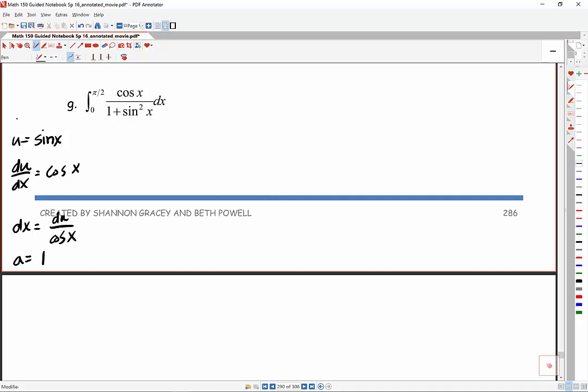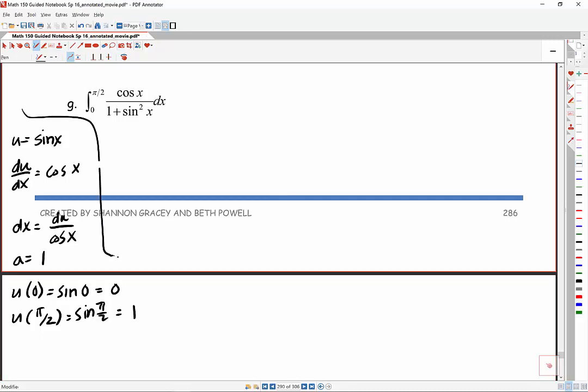Now we have limits of integration, so u at 0 is sine at 0, which is 0, and u at pi over 2 is sine at pi over 2, which is 1. So now we have that all set. And let's plug it all in.